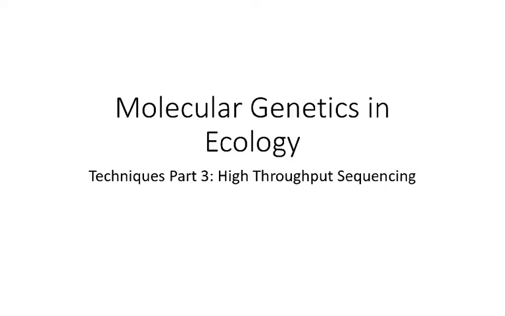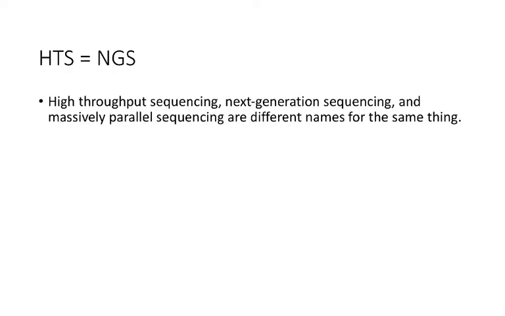The last technique we will talk about in this module is high throughput sequencing. And just like we did in a previous video, to clarify, high throughput sequencing, which is often abbreviated HTS, and next generation sequencing, which is often abbreviated NGS, those are the same thing. So when you see the terms high throughput sequencing, next generation sequencing, or even massively parallel sequencing, those are all different names for the same thing.